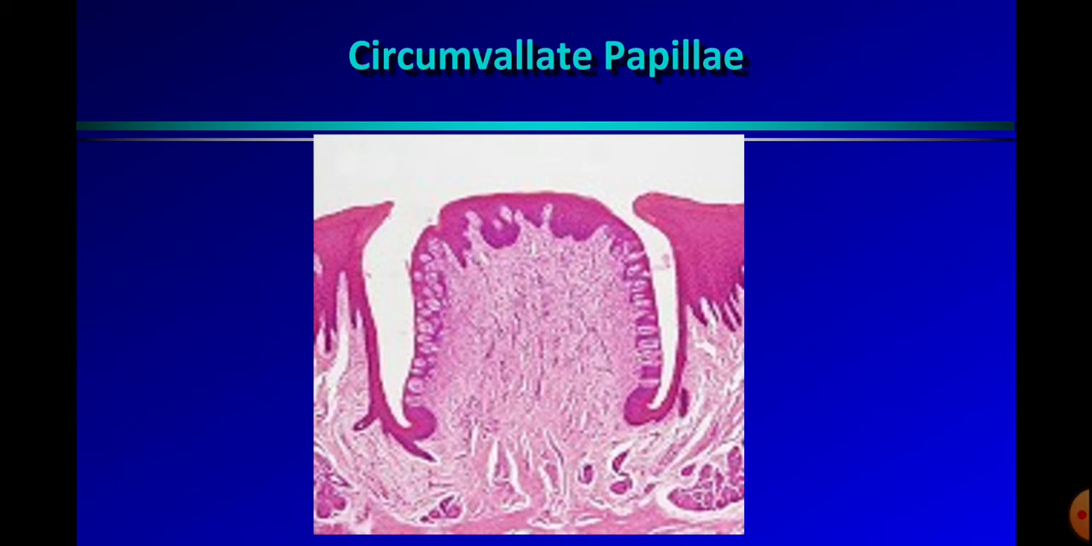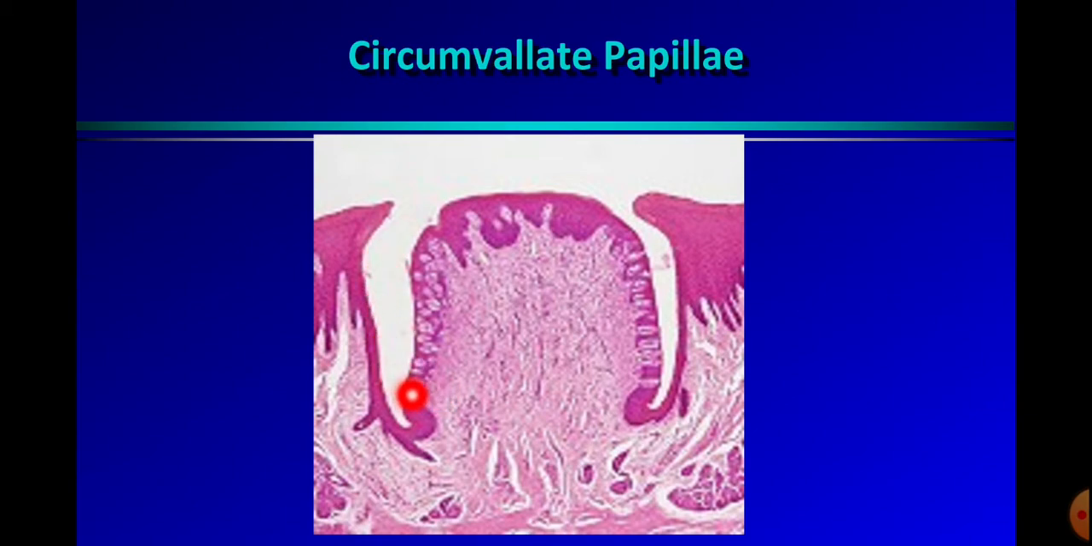Okay, so this picture is showing the circumvallate papilla. We can differentiate the circumvallate papilla from the fungiform papilla in that the circumvallate papilla is not a projection from the surface of the tongue, but is actually buried here, at the level of the dorsum of the tongue. Okay, so here this is the circumvallate papilla. It is a large papilla.